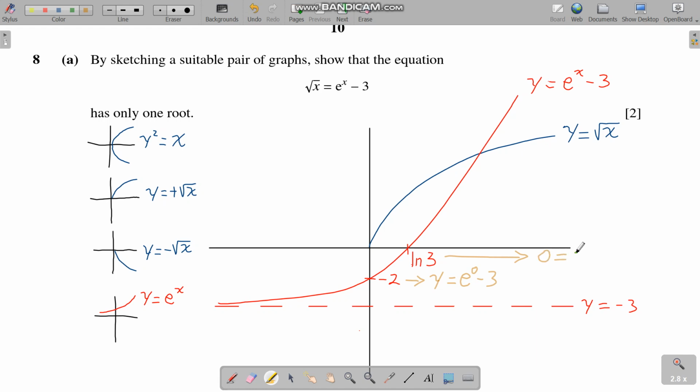So we solve 0 equals e to the x minus 3, and we get 3 equals e to the x. So we ln both sides, cancel out the ln on the right, and so we have x equals ln 3. So to draw the sketch, you need to label the horizontal asymptote, x-intercept, y-intercept, and the shape of the graph should be right. Okay, so this shows that we have only one intersection, which means we have only one root.